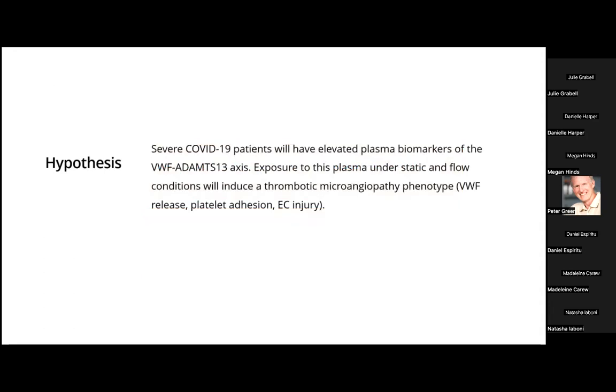And so my hypothesis is, of course, that severe COVID-19 patients will have elevated plasma biomarkers of the VWF ADAMTS13 axis, and that exposure to this plasma under both static and flow conditions will induce an almost thrombotic microangiopathy phenotype, including things like VWF release, platelet adhesion, and endothelial cell injury.